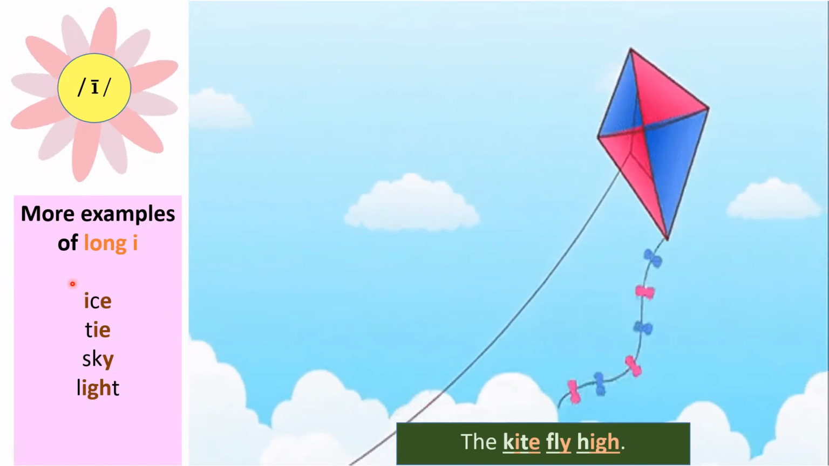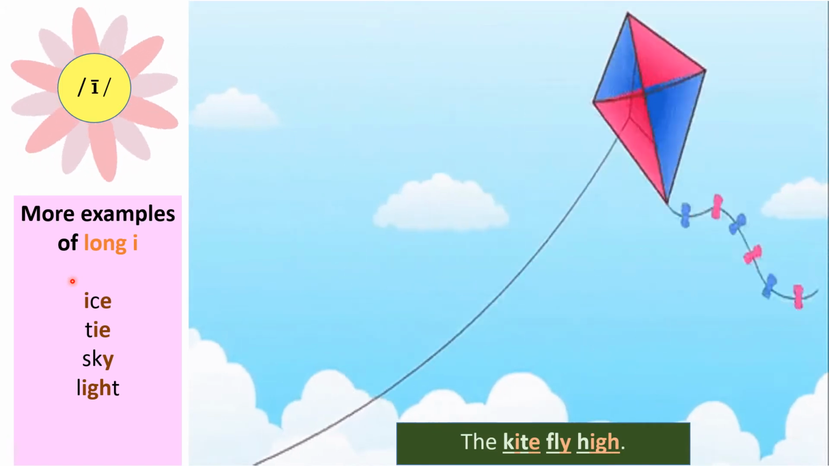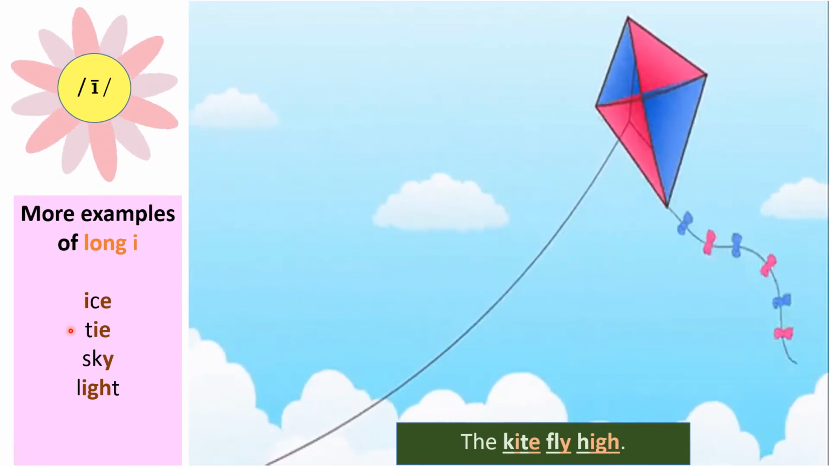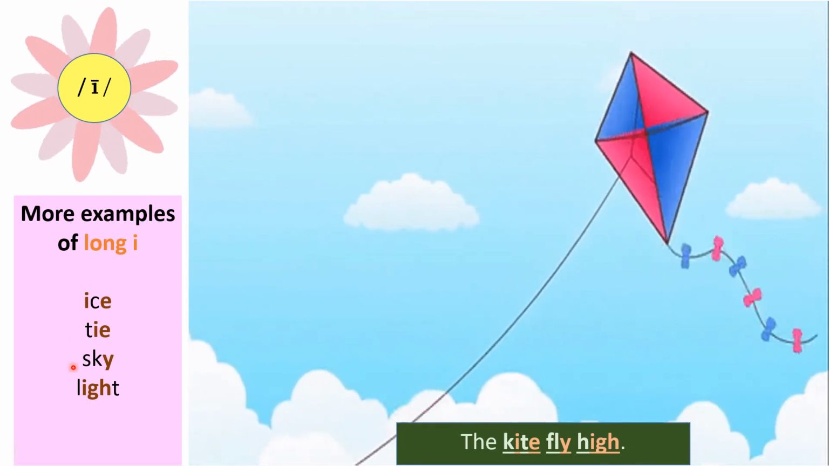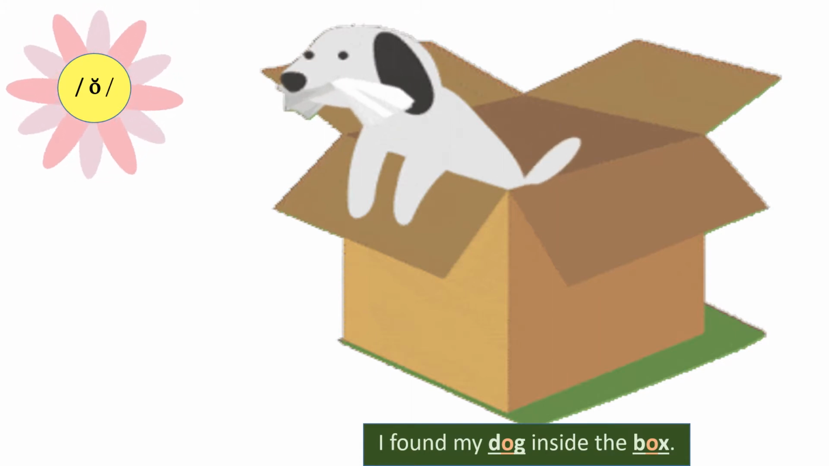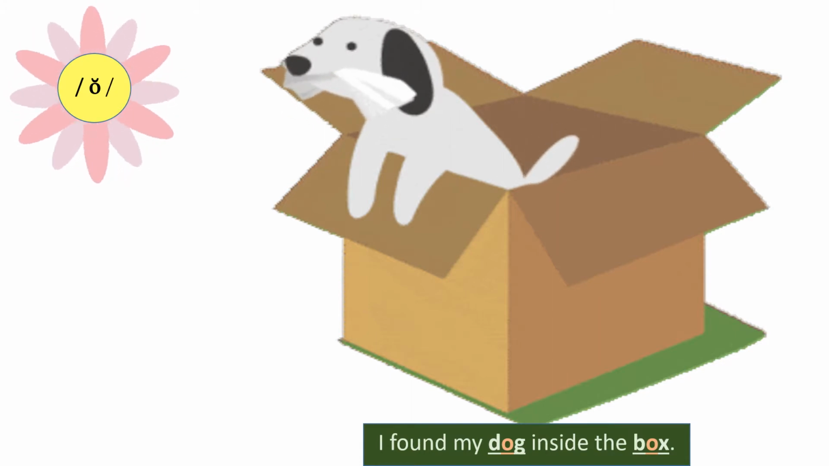Now we have here more examples of long I. We have the words eyes, tie, sky, and light. Now let's move on to the next pronunciation symbol for vowels.